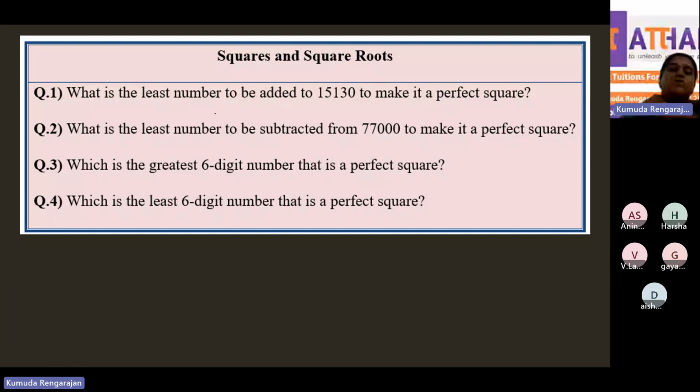So to find the least number to be added, you should not use the prime factorization method, because where will you get a remainder? Only in the long division method you will get a remainder, correct? So if you want to find the number to be added or subtracted, you need to get some remainder. And that remainder you will get only in the long division method. So you have to use the long division method.